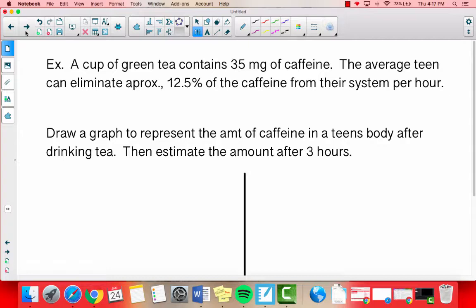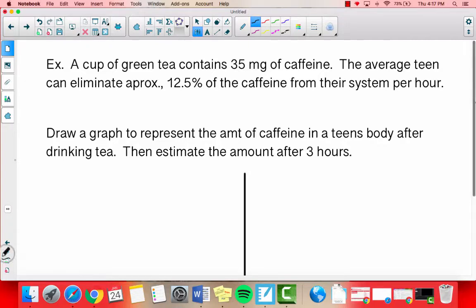In this example, it says a cup of green tea contains 35 milligrams of caffeine. It says the average teen can eliminate approximately 12.5% of the caffeine from their system per hour. So what we want to start off with is coming up with an equation to represent this scenario. Then we're going to draw a graph, and then we're going to figure out roughly how much caffeine would be left in this person's body after 3 hours.